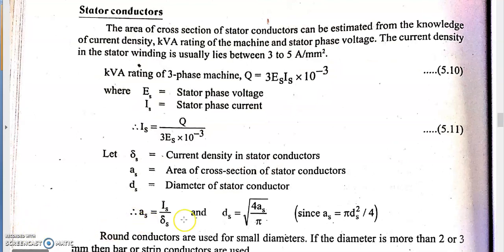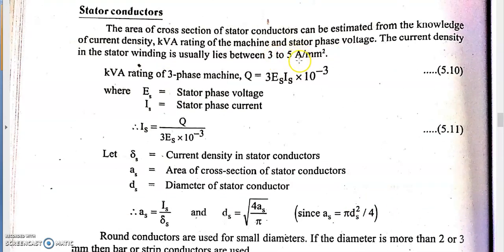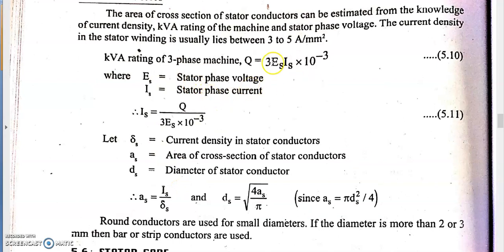And finally the stator conductor area of cross section we have to calculate. So the area of cross section of the conductor is Is by delta S. Delta is the current density of the stator conductors. That value will be assumed between 3 to 5 ampere per mm square. So this delta S is known to us. Then we calculate the stator current from the kVA rating of the machine, that is 3 ES in 10 to the power minus 3 for a 3-phase machine kVA rating. From this we calculate IS, and that will be substituted over here so that we can calculate the area of cross section of the stator winding.